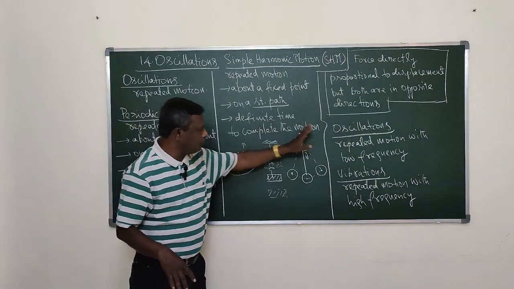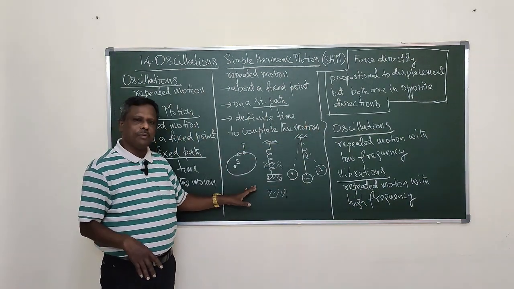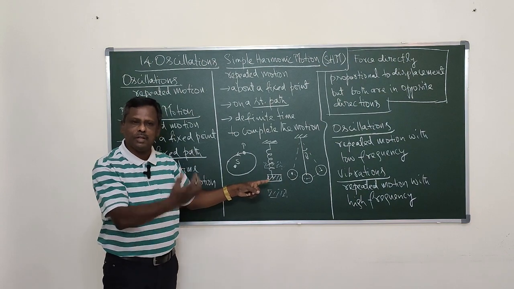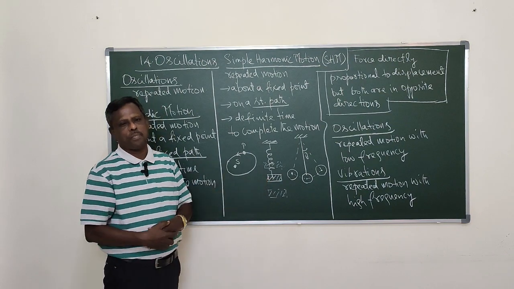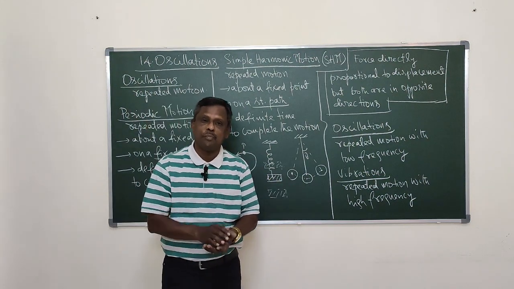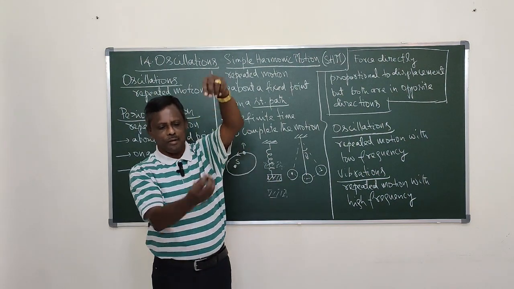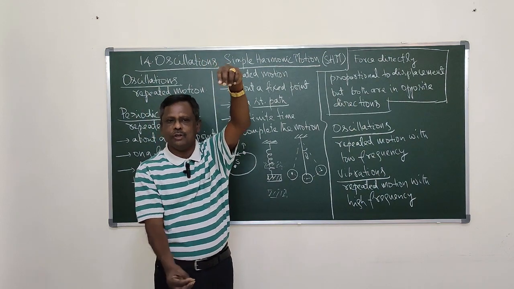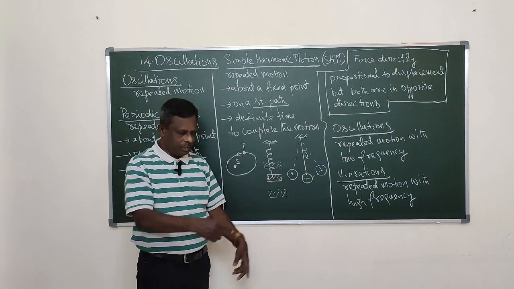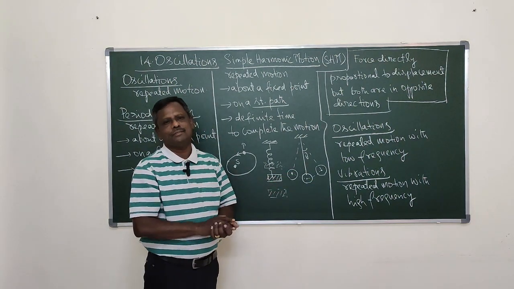So out of these, a body suspended at the end of a spring makes simple harmonic motion. It's moving in a straight path. What about a simple pendulum? A simple pendulum also makes simple harmonic motion when the pendulum is very long and the angle covered is very small. Suppose the angle covered by the string is very small, the path can be taken as almost straight.